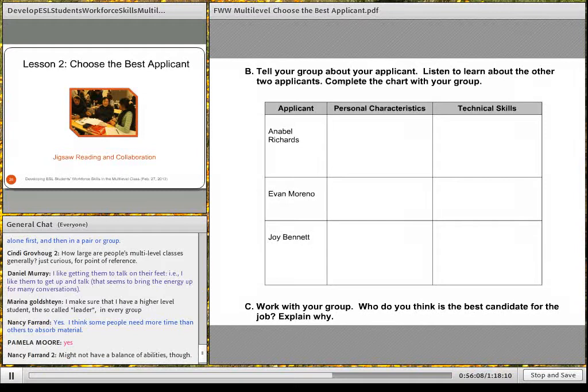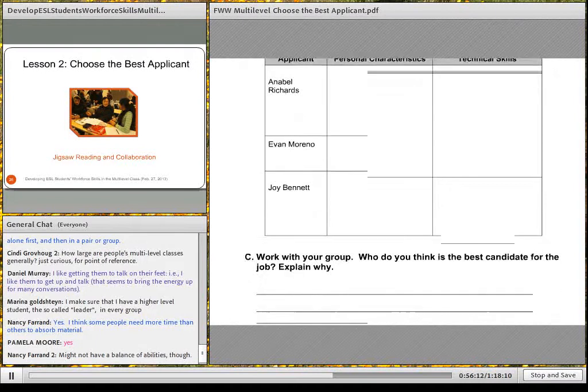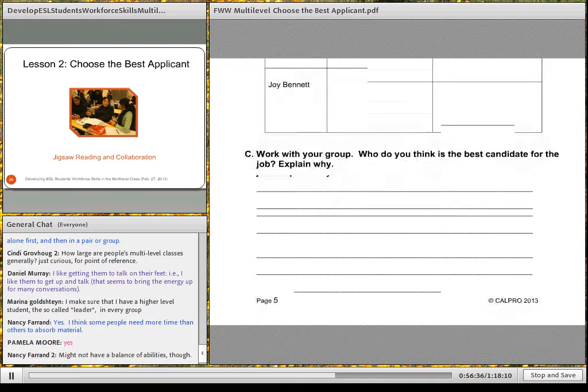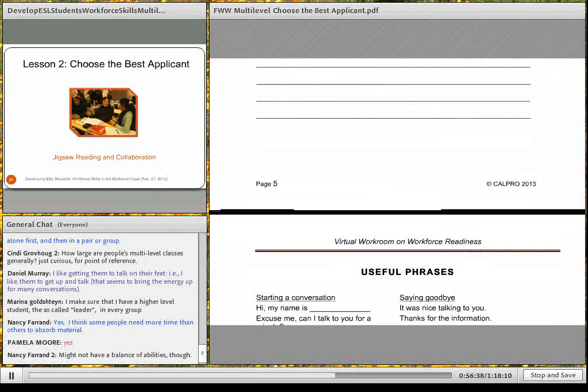What are their personal characteristics, technical skills? And then after that, they work together and they decide who is the best candidate. And that information we put into an information chart on the board. And it was very interesting. Almost the vote was divided three ways evenly. And they all had their own ideas about why, but they did love to be empowered to make that decision.